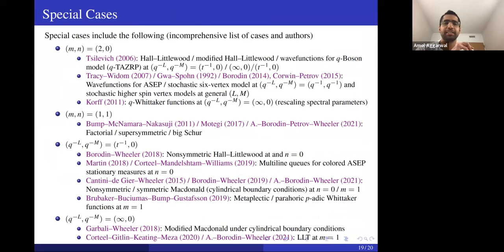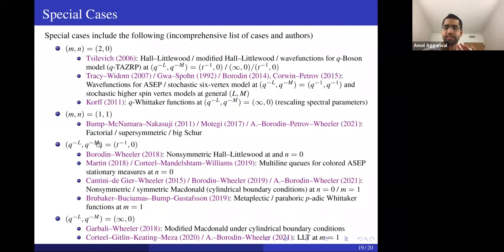Right. So a few special cases. If M, N is 2, 0, you can get the Hall-Littlewood functions and their modified variants. Wave functions are eigenfunctions for ASEP and Q-TAZRP. Also eigenfunctions for stochastic 6-vertex models. You can get the Q-Whittaker functions. If M, N is 1, 1, then you can get various Schur type polynomials such as factorial or supersymmetric or big Schur functions. Now, if I set Q to the minus M to be 0 and basically Q to the minus L to be T inverse.